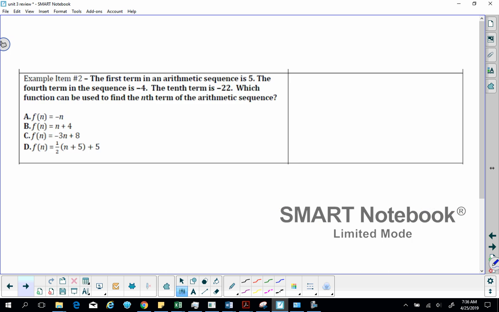So this one said the first term in an arithmetic sequence. What does arithmetic mean? Adding, subtracting, it's a linear equation. So when I see the word arithmetic, I know it's going to be linear, so I should zone in on my formula sheet where it says arithmetic. Then it says the first term is 5. The fourth term is -4. The 10th term is -22.